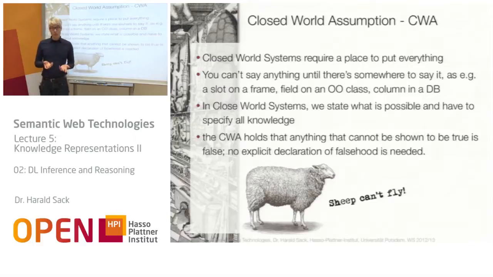So the closed world assumption holds that anything that cannot be shown to be true is false. So no explicit declaration of falsehood is needed there. Therefore, starting with our original knowledge base, in a closed world assumption, we could deduce that sheep can't fly. But in the semantic web, as we said, we want other people to reuse and refine our models and adapt our models. So therefore, we rely in the semantic web on the open world assumption, although it's much more complicated to deal with knowledge in an open world, but it comes closer to reality.